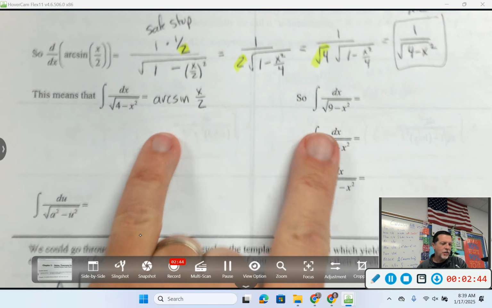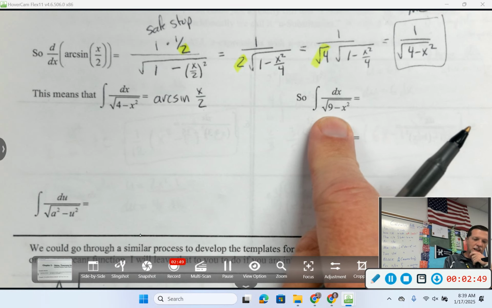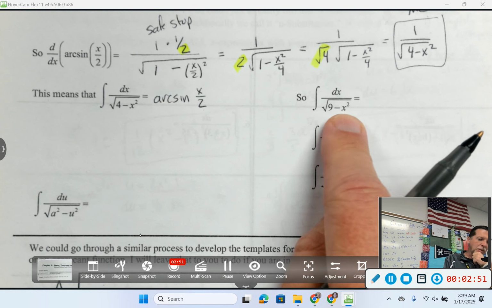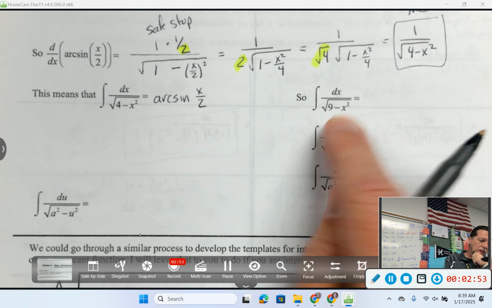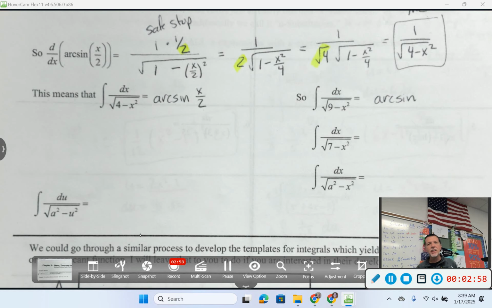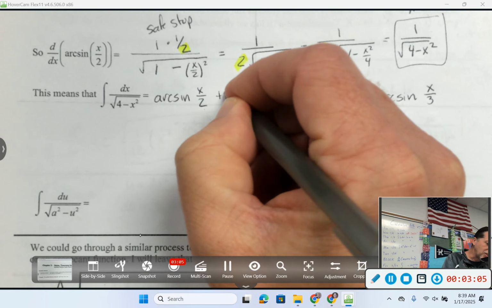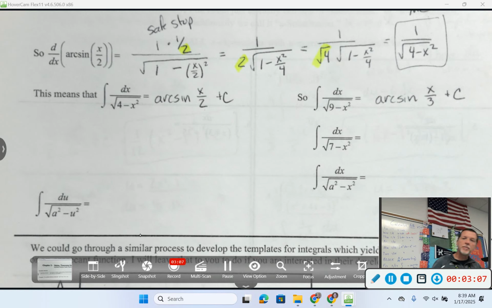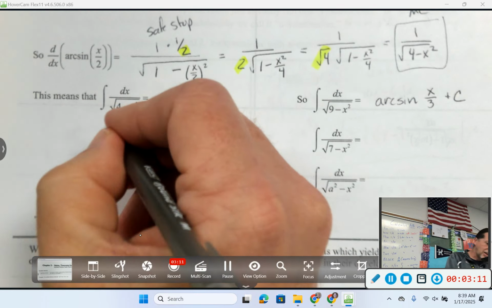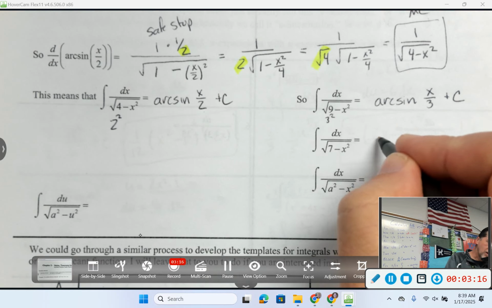Okay, so let's see if we can follow the pattern here. This example over here, it definitely looks like arcsine because it's something minus x squared with the square root. So definitely arcsine x over 3. Oh, I guess I need to put a plus c on these since I'm doing antiderivatives now. You okay with where that 3 came from? Because this was 2 squared was 4, and this is 3 squared.